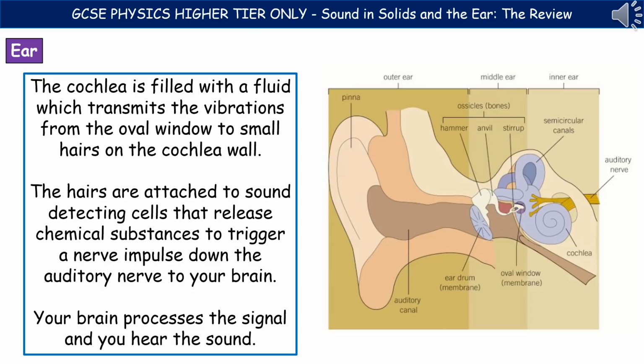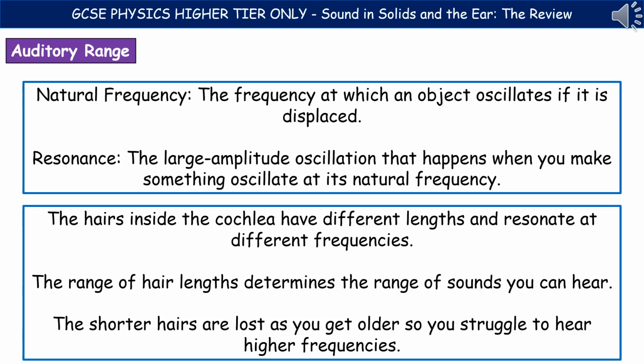Now, the hairs themselves are attached to sound detecting cells, and they're going to release a chemical substance to trigger a nerve impulse down the auditory nerve to your brain. So as we get those vibrations in the fluid of the cochlea, makes the little hairs vibrate, they then release the chemical substance, and then we get a nerve impulse down the auditory nerve to your brain. Your brain then processes the signal and you hear the sound.